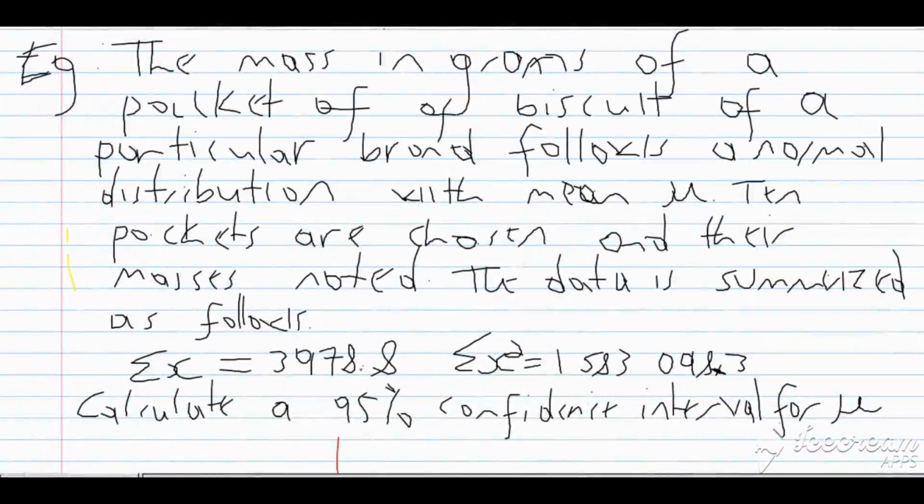Here's a typical question, guys. The mass in grams of a packet of biscuit of a particular brand follows a normal distribution with mean mu. 10 packets are chosen and their mass is noted. The data is summarized as follows.